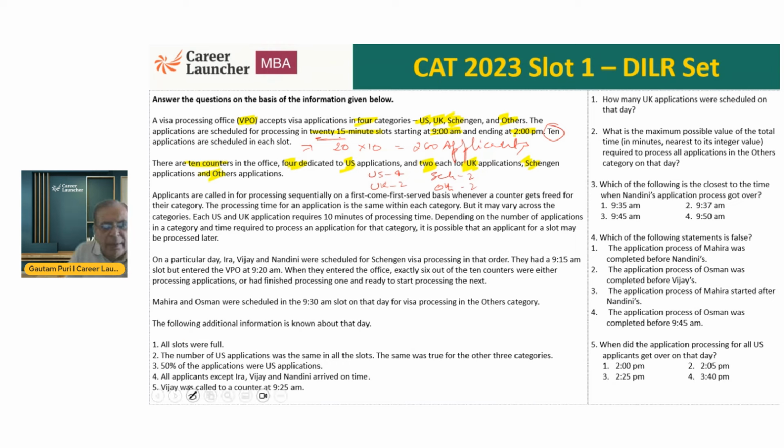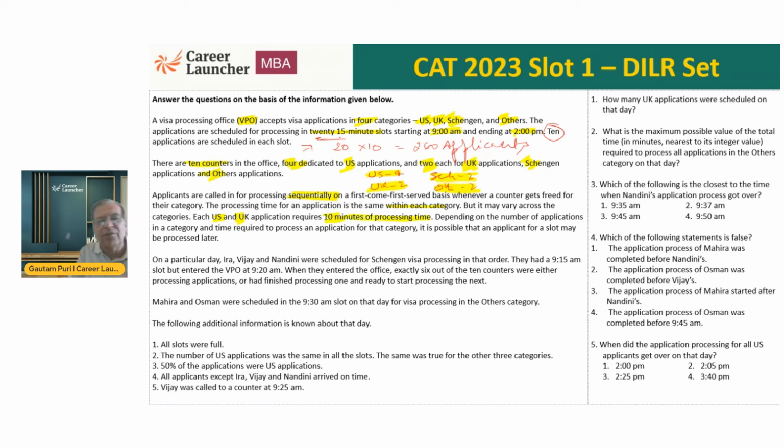Applicants are called in for processing sequentially on a first come first serve basis, whenever a counter gets freed for their category. So people will be called for the interview based on their category. US applicants will all go to one of these 4. UK applicants will go to one of these 2. Schengen applicants will go to one of these 2, and the others will go to one of these 2. The processing time for an application is the same within each category, but it may vary across categories. Each US and UK application requires 10 minutes of processing time.